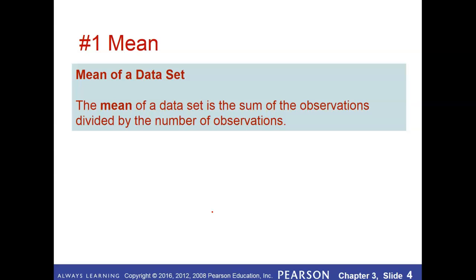And the first measure of center that you are familiar with is the mean. The mean is just the average of the data set, and we just add them together and divide by the number of numbers. So that's pretty self-explanatory and one that you've used several times in the past.